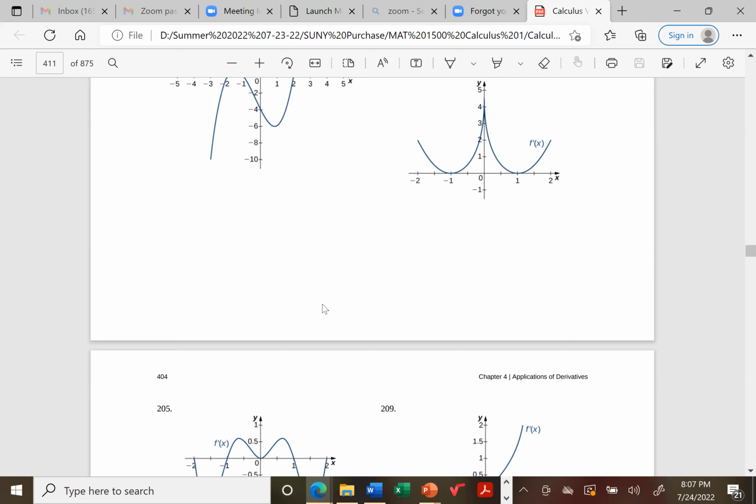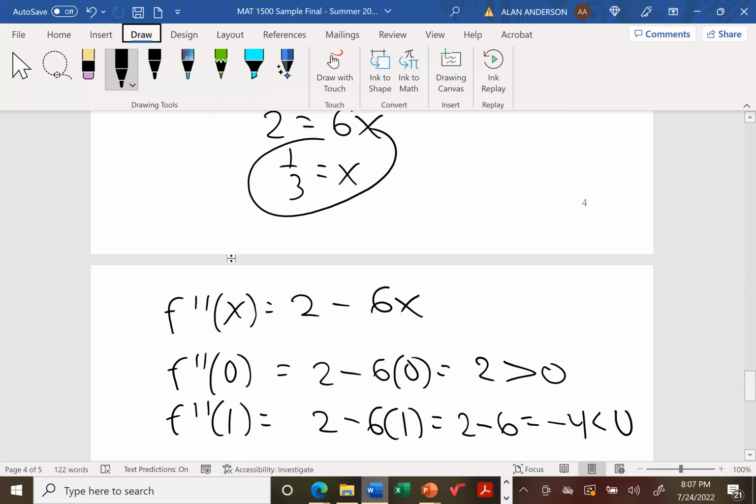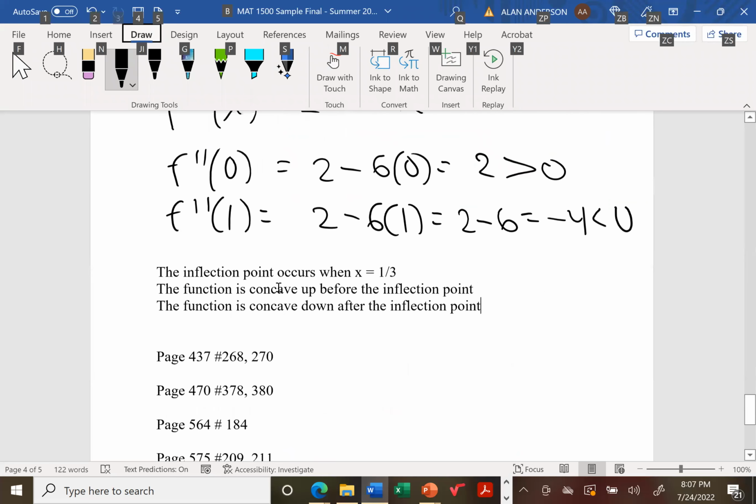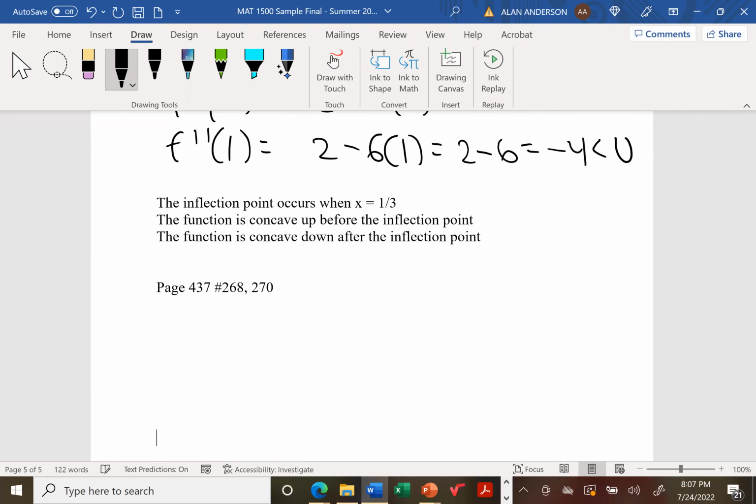All right, so it looks like we're ready for. Hold on a second. Just want to make sure I didn't lose one. Oh yeah, let's go back to the document. There it is, page 437, numbers 268 and 270. So what are those all about?